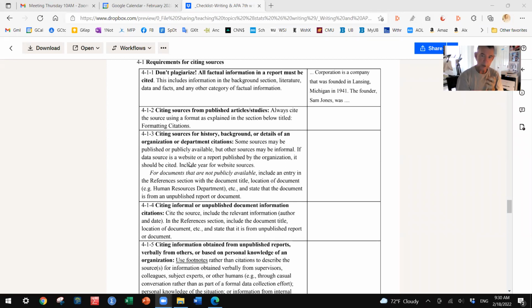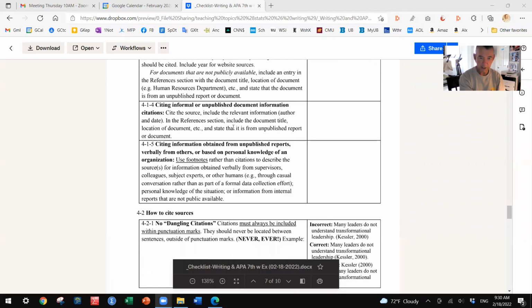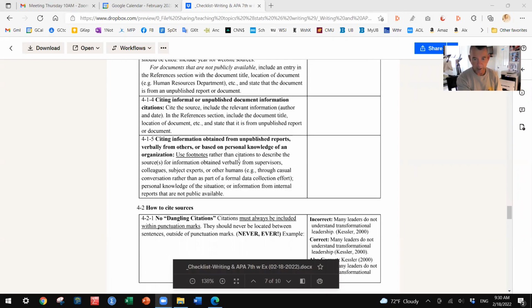Because what you're trying to do is help your reader get to the information by sending them to the references, and then the references tell them where the information is. When you say in the references that it's an unpublished report or document, then they know that they can't go get the information. For informal or unpublished documents, just indicate that it's unpublished.